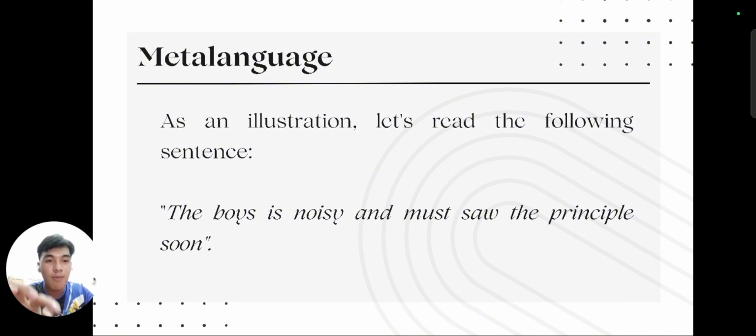For example: "The boys is noisy and must saw the principal soon." What have you observed in this sentence? If we read it, it seems funny. There are mistakes in its structure. First, "the boys is" is supposed to be "are," a matter of subject-verb agreement. And "must saw" is incorrect. There's a mistake in its form, so it should be "see." So: "The boys are noisy and must see the principal soon."